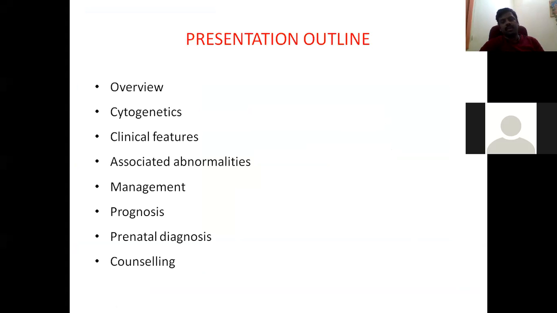Okay, so Down syndrome. As the name suggests, it is named after the person who identified the disease. In this, we are going to see what Down syndrome is, how it was identified in history, and what the cytogenetics resulting in Down syndrome are. We will also see the clinical features, the associated abnormalities, how you will manage this case, what the prognosis of this child is, and how you will prenatally diagnose and counsel the parents.